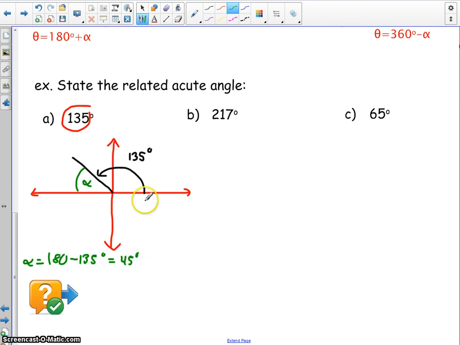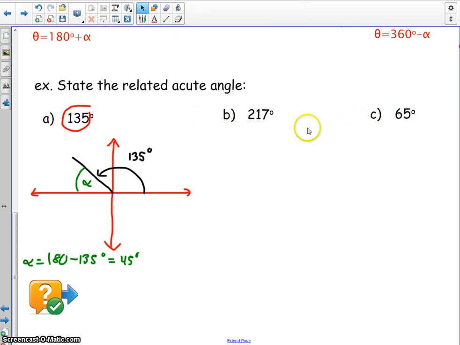I'd like you to try and do this on your own for parts B and C. Again, sketch the angle, see what quadrant it's in, and see if you can use that to figure out where your related acute angle is and what the measure of that angle is going to be. Try that on your own, and push play when you're ready to see the answers.